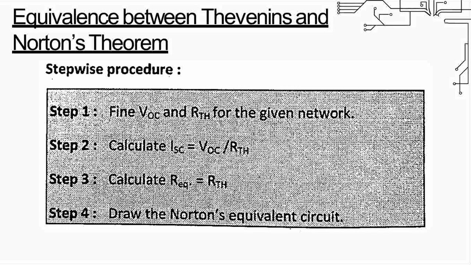First of all, calculate open circuit voltage and Thevenin's resistance, then find out the value of short circuit current, that is ISC is equal to VOC divided by RTH. Whatever RTH you are getting, that is your equivalent resistance or Norton's resistance, and then draw the Norton's equivalent circuit and find out the current. So this is the method to calculate the given circuit using Norton's theorem by incorporating Thevenin's theorem.